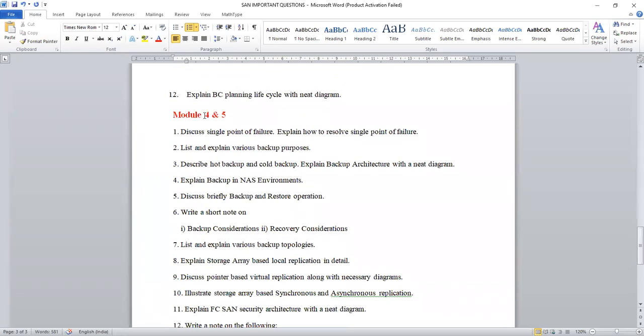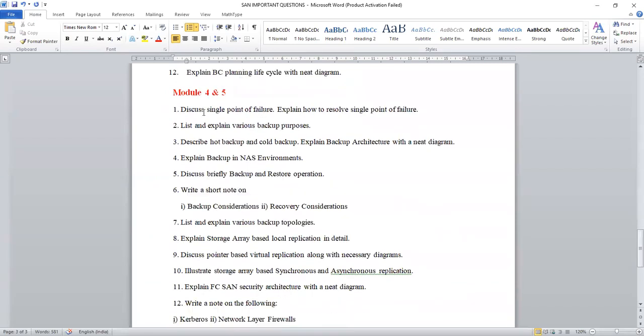Then explain BC planning lifecycle with a neat diagram. That's also important. From question 4 and 5, discuss single point of failure. Explain how to resolve single point of failure. List and explain various backup purposes. Describe hot backup and cold backup. What are the major differences?